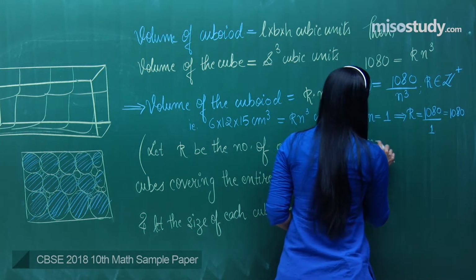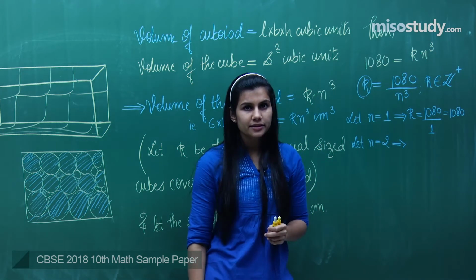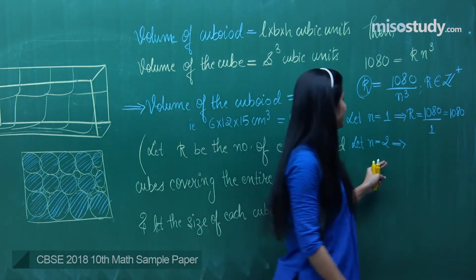Let n be equal to 2. If you take sides to be of 2 centimeters each of the cube, how many cubes do you need?